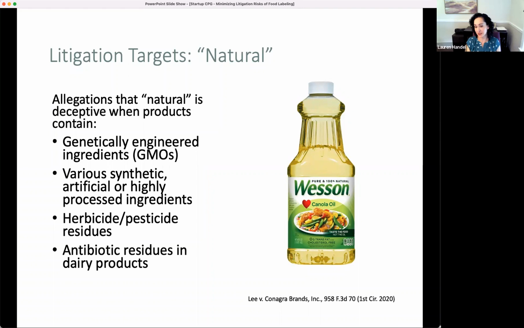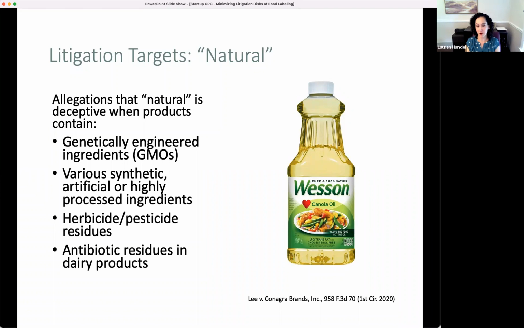There are citations in the slides, so you could actually find these cases if you were interested and look them up. But in this case, canola oil was labeled pure and 100% natural. And the allegation is that it's not natural because canola is made with GMOs, and that's not natural. Other products, if they have various synthetic, artificial, or even highly processed ingredients.